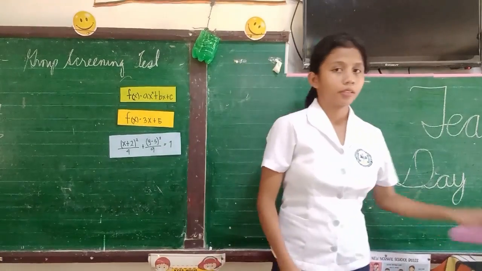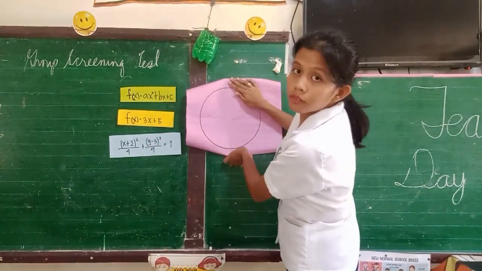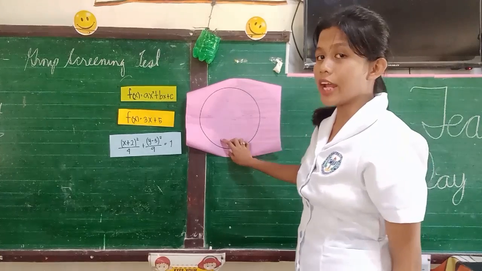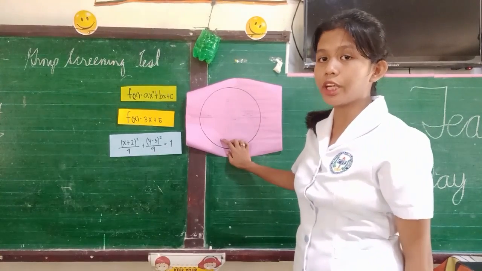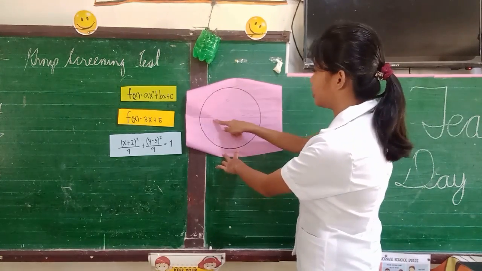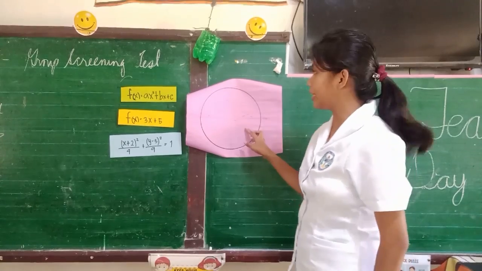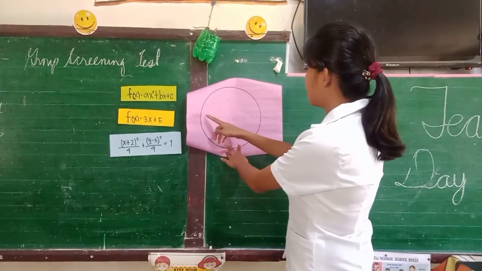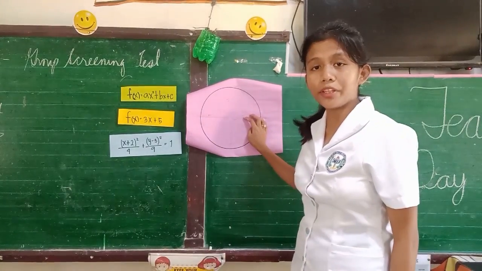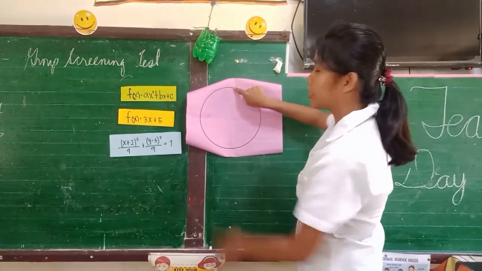So to know what an ellipse is, every ellipse has two axes. The longer axis is called the major axis and the shorter axis is called the minor axis. This is the minor axis and this is the major axis. Each endpoint of the major axis is a vertex of the ellipse. So this is the major axis, this is the vertex. Each endpoint of the minor axis is a co-vertex of the ellipse. So this is the minor axis, there is the co-vertex.